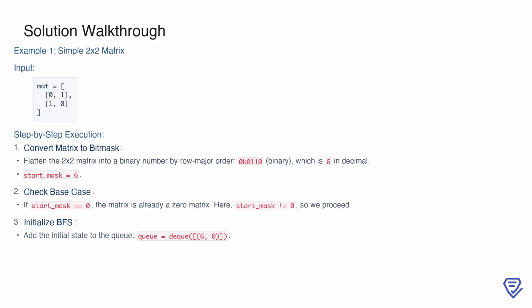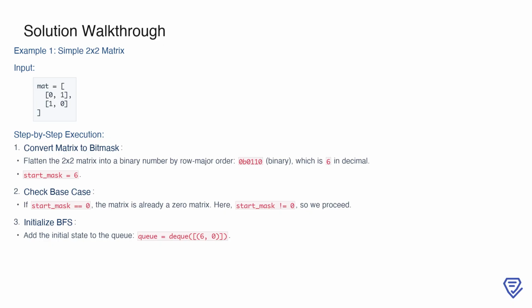First, we convert the given matrix into a bit mask representation. By flattening the matrix row by row, we get the binary number 0B0110, which corresponds to the decimal value 6. This value is stored in start_mask. Next, we check the base case. If start_mask is already 0, the matrix is a zero matrix, and no flips are needed. In this case, since start_mask is 6, it's not 0, so we proceed with the algorithm.